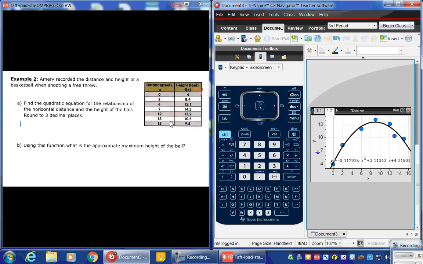So my equation is y equals, and I've got negative, which makes sense because we're facing down, 0.1179. So that 9 is going to round that 7 up to an 8. So 0.118 x squared plus 2.1124, so that's going to stay at 2, x plus 4.2150, so the 5 stays at 5. 1, 2, 1, 5.